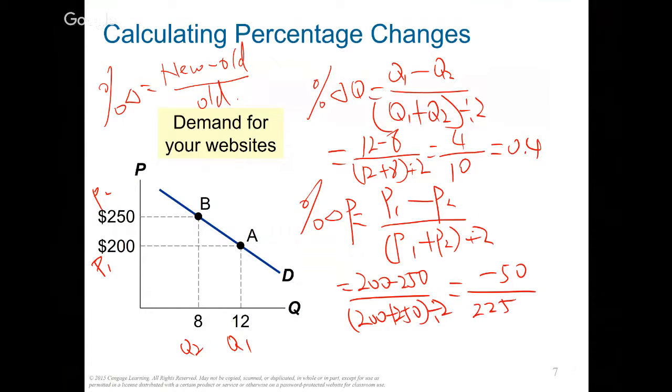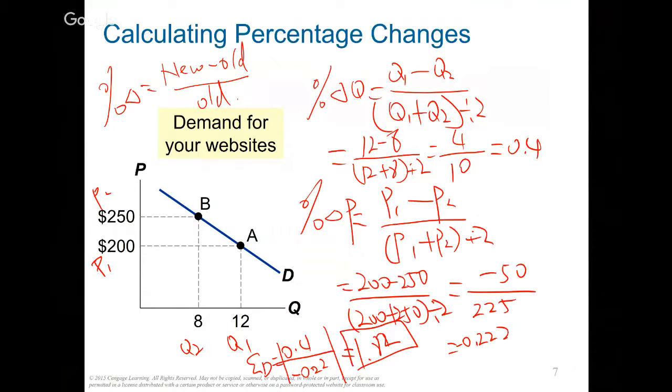Let me use my iPhone calculator. So 50 divided by 225 is negative 0.2222. And then the last step, I'm running out of space. So elasticity of demand is 0.4 over negative 0.22, take the absolute value, so 0.4 divided by 0.22, this is 1.81 or 1.82. All right, so that's your answer.